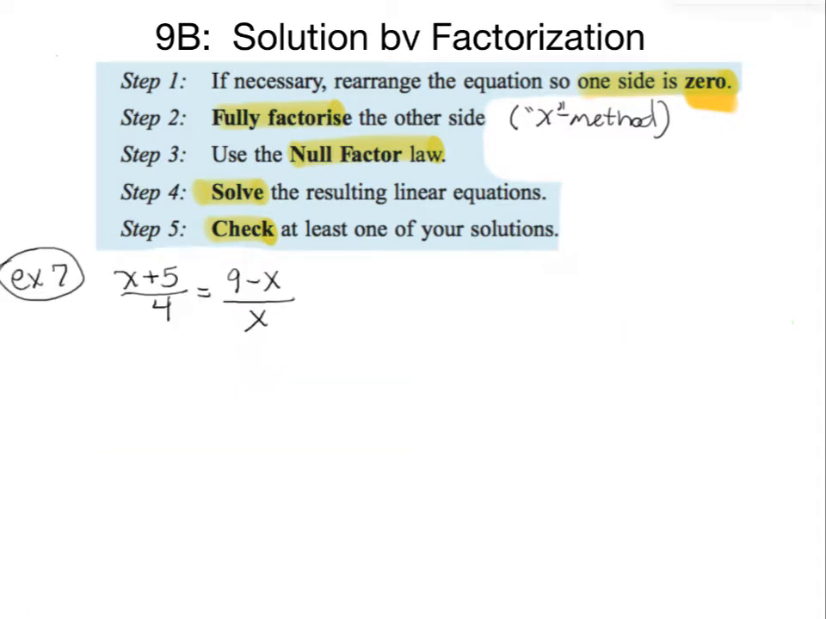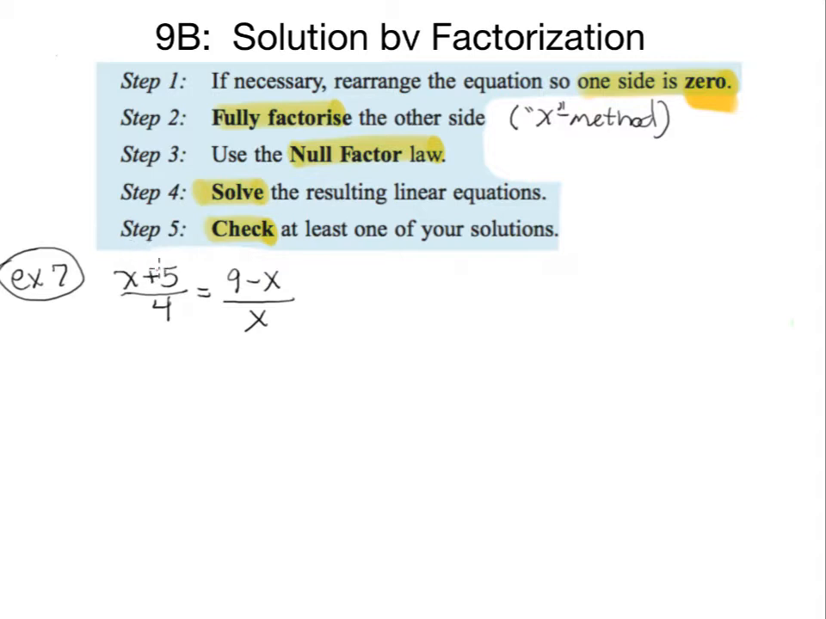When you first look at example 7, you might be thinking, uh-oh, she made a mistake. Why is she putting this in solving quadratic equations by factoring? This is algebraic fractions that we learned in the last unit. But this actually is a quadratic equation. It's just hard to see it in this form.